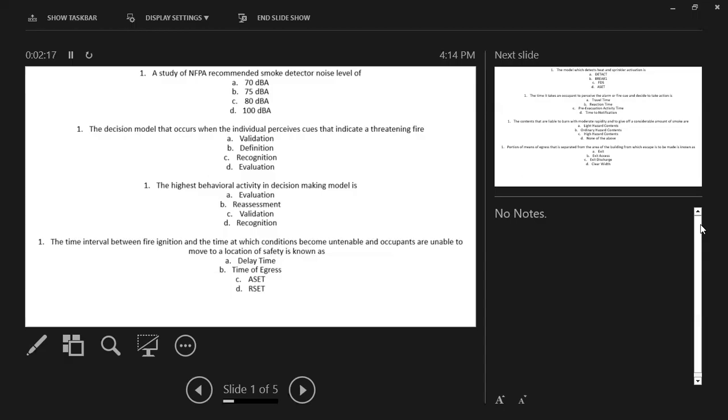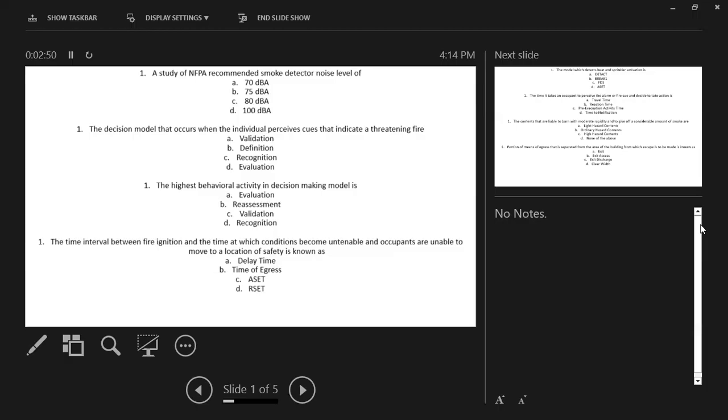When we are saying highest behavioral activity, we mean extreme stress. Exactly, it is the reassessment stage. Why? Because your evaluation has failed, right? So you have to reassess the whole situation again. So your extreme behavioral activity and stress level is high at the reassessment stage.